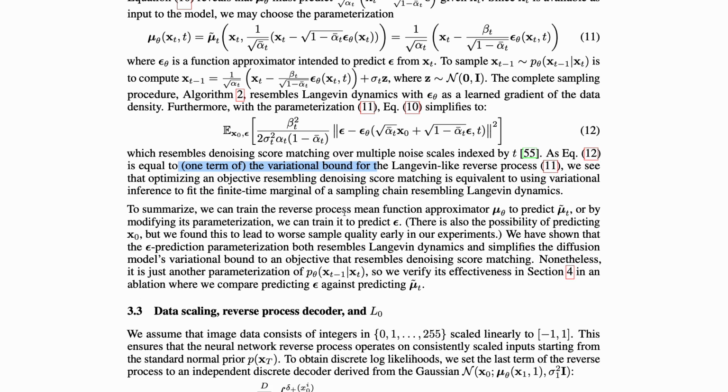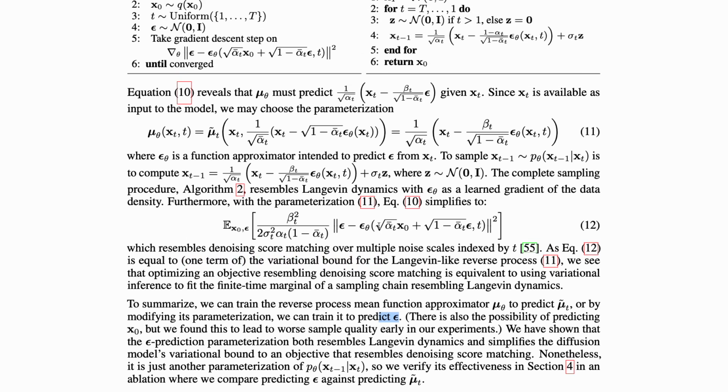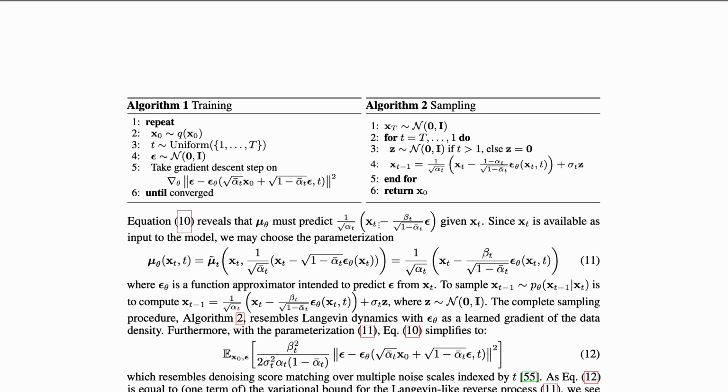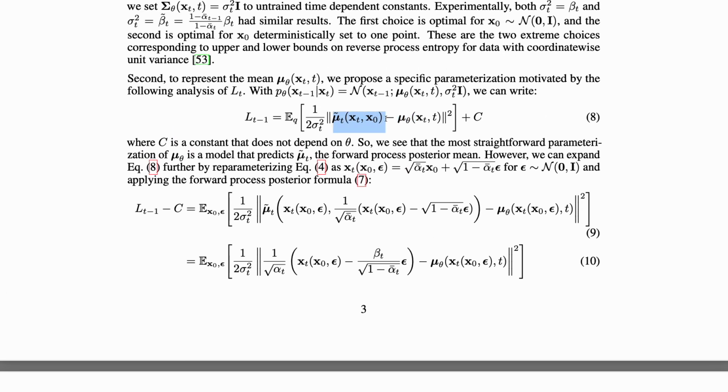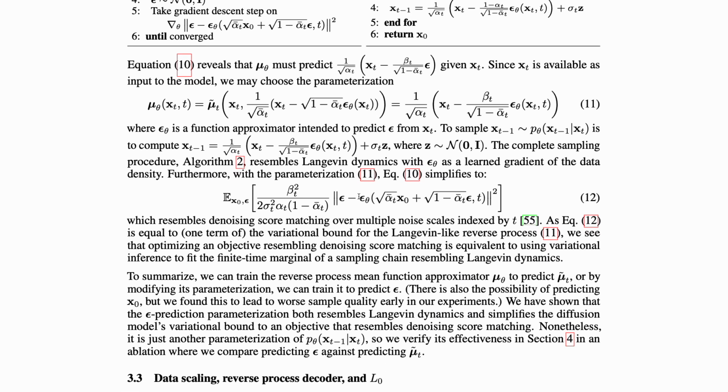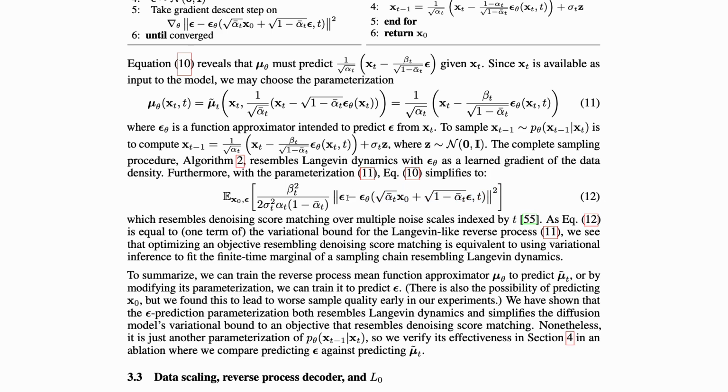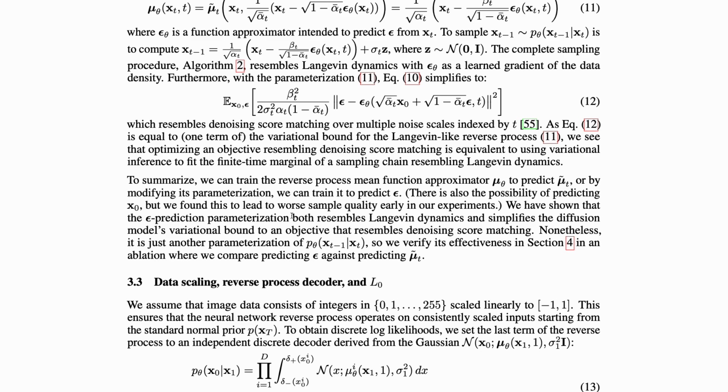To summarize, we can train the reverse process mean function approximator mu theta to predict mu t, or by modifying its parameterization we can train it to predict epsilon. Okay, mu theta can be used to predict either mu t, or epsilon theta can be used to predict epsilon. There is also a possibility of predicting x0, but we found this to lead to worse sample quality early in our experiments. We have shown that the epsilon prediction parameterization both resembles Langevin dynamics and simplifies the diffusion model's variational bound to an objective that resembles denoising score matching.